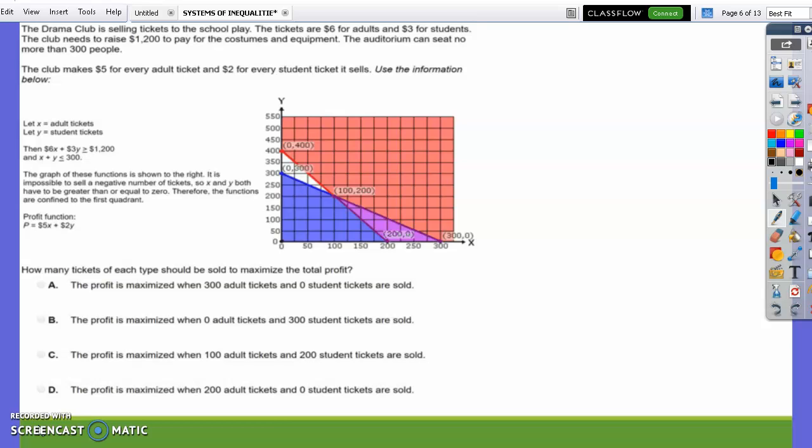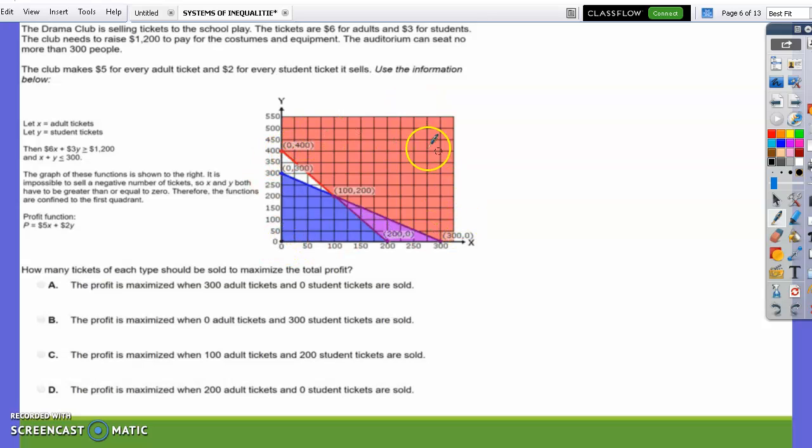Use the information below. Okay, so all of this basically is put down into a system of linear inequalities that you don't have to set up, which is nice. So X represents adult tickets, Y represents student tickets. Then it asks you to graph. They give you the systems that you have to use. They tell you that adults are X, that students are Y.